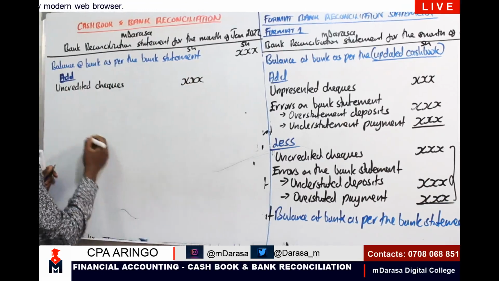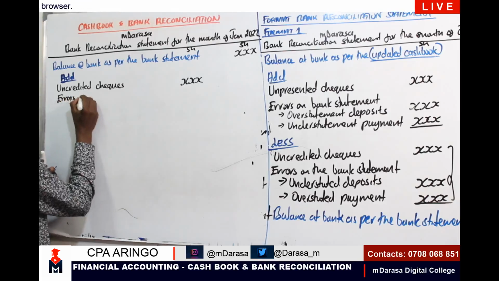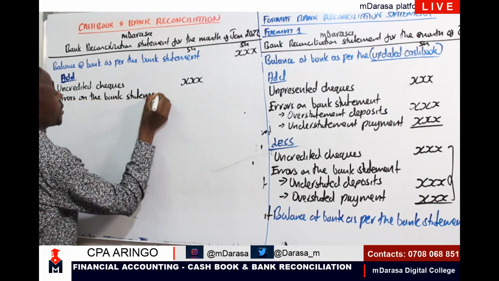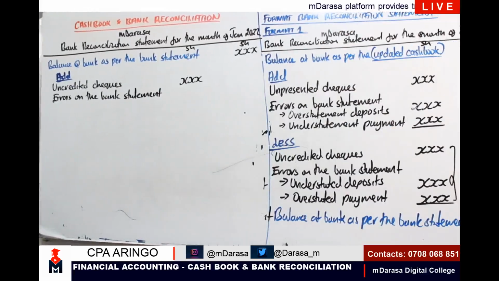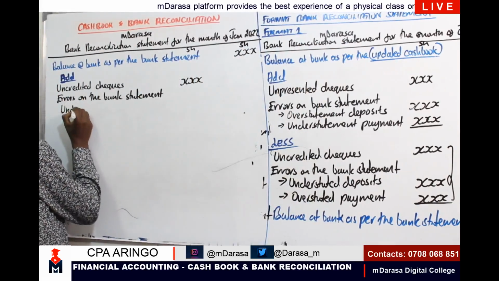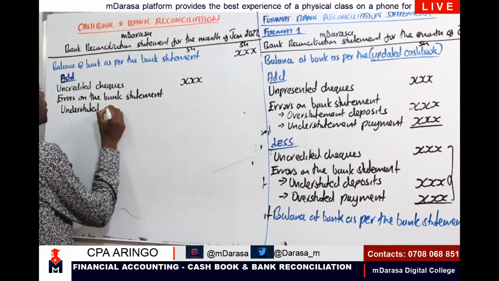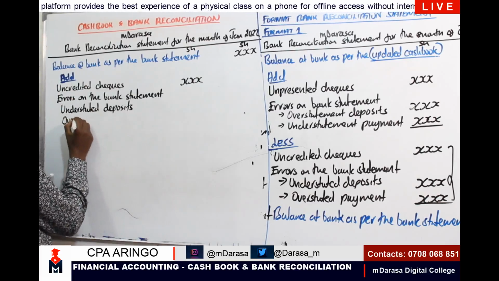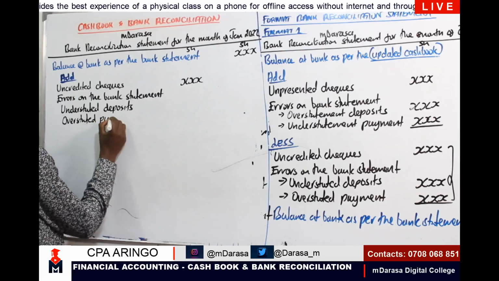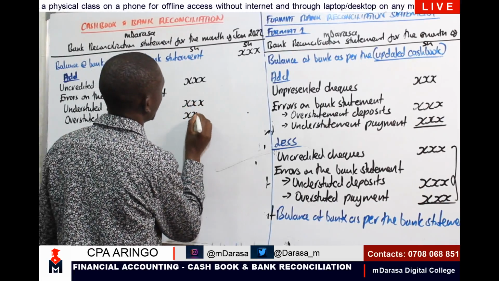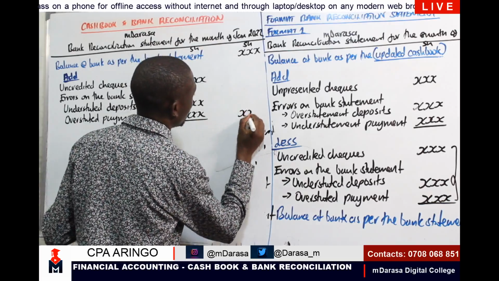Consider errors on the bank statement. These are errors that will have an impact of reducing our bank balance. For example, you're talking of understated deposits, as well as overstated payments. So we should be having it at that point. Determining the total.